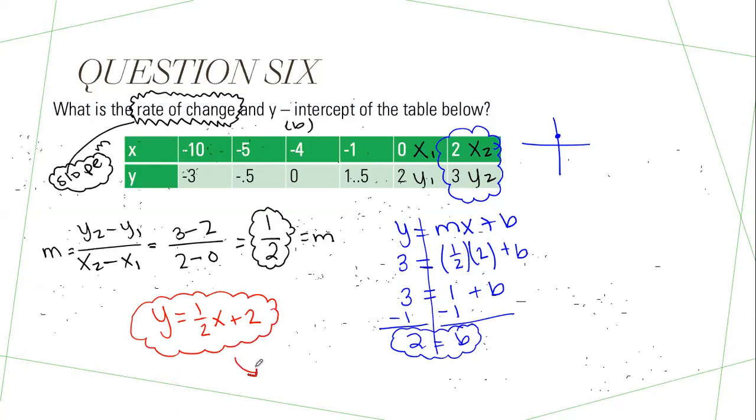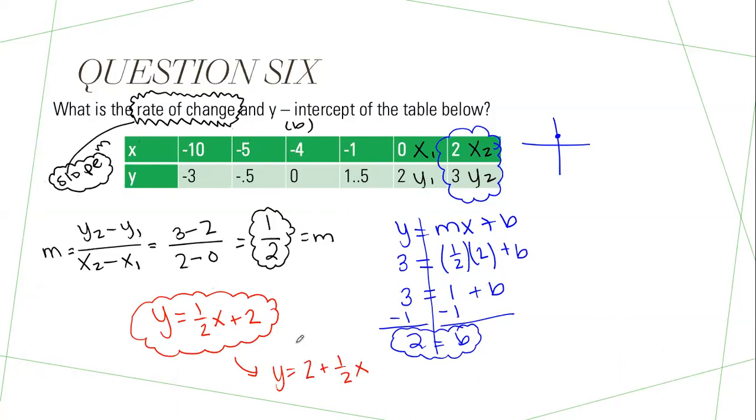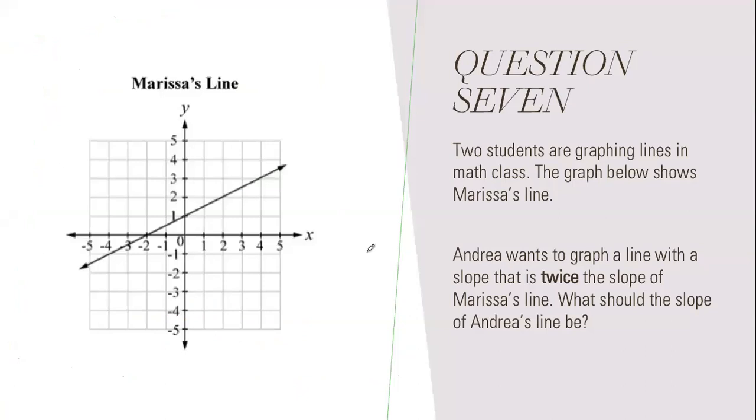And just a reminder, if it was written like this, y equals 2 plus 1/2 x, that's the same thing. 2 still is your y-intercept because 2 by itself. 1/2 is still your slope because that's multiplied to the x. So just because I switched them doesn't make it wrong, okay? So this is just a flipped version of this. Okay, we're almost there. We're almost done.